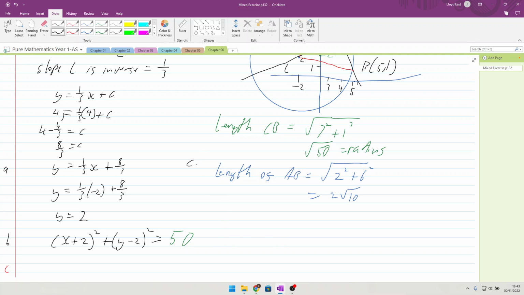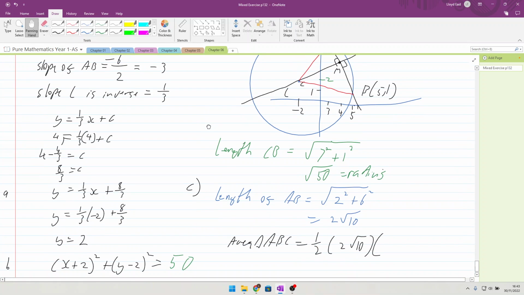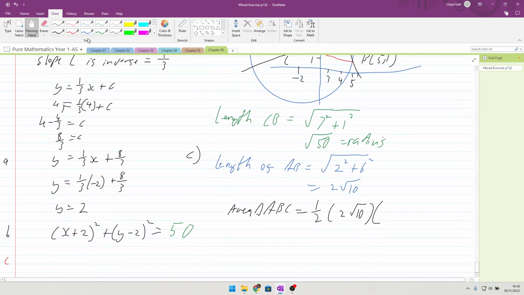I should really do part C up here. Area of ABC is equal to 1/2 times the base, which is 2 root 10, times the height. Do I not have the height yet? I've just done length AB. I still need the length of CM, don't I? M was 4, wasn't it? Okay. Getting carried away with myself. Okay.